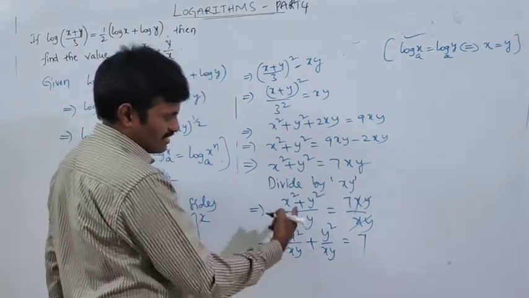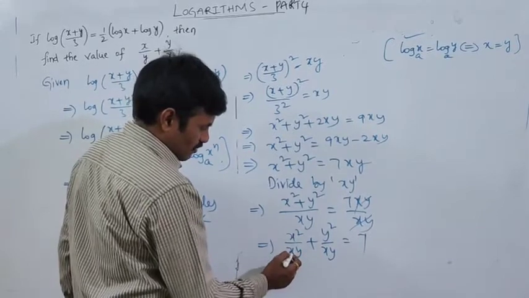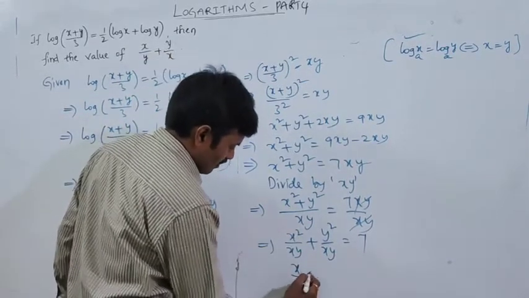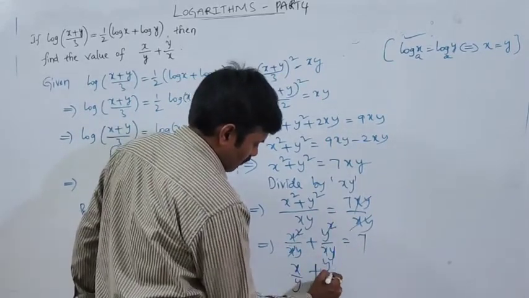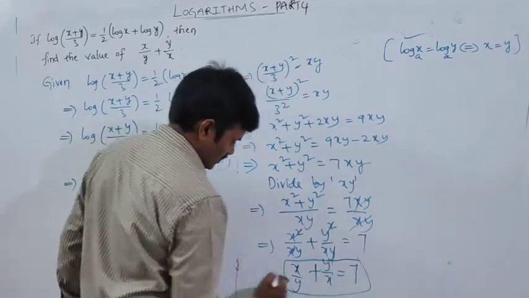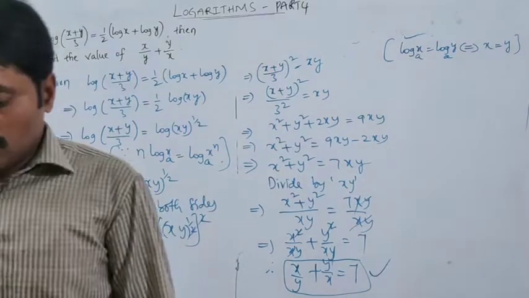If you take the LCM, we get the same again, like fractions. Now x square by x, the common factor x gets cancelled. So what will be the remaining? X by y plus, here y square and y cancel, so y by x, that is equal to how much? 7. So it is our final answer. Therefore x by y plus y by x is equal to 7.